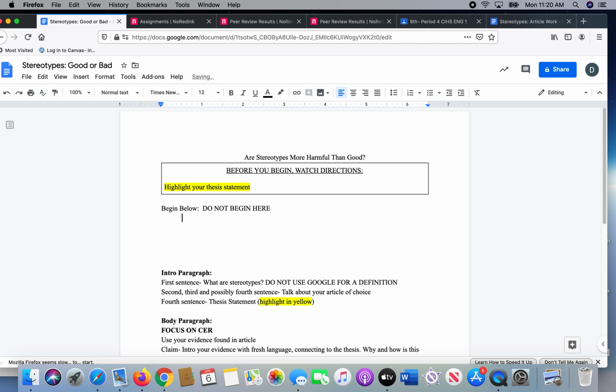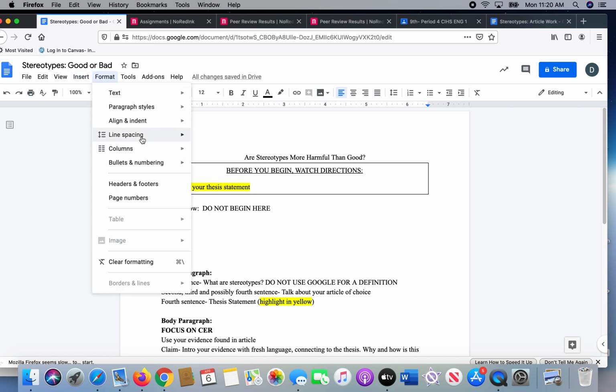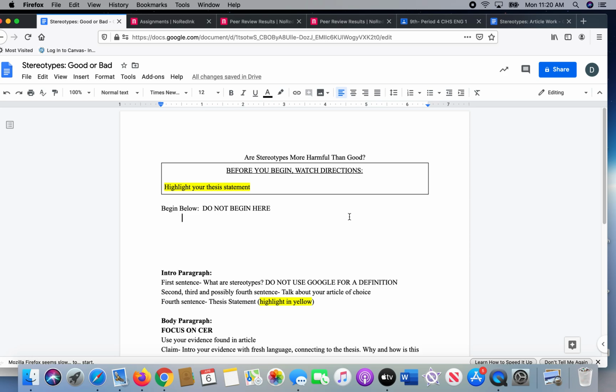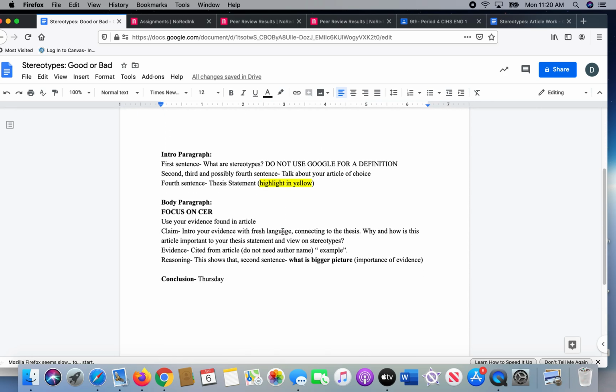So hit tab. After you hit tab, I want you to go to format, go to line spacing, and hit double. That way your writing will be double spaced. Now, intro paragraph. You're going to write 3 paragraphs, and we're going to focus on the conclusion on Thursday. But intro and body paragraph, ideal world, will be done on Thursday.